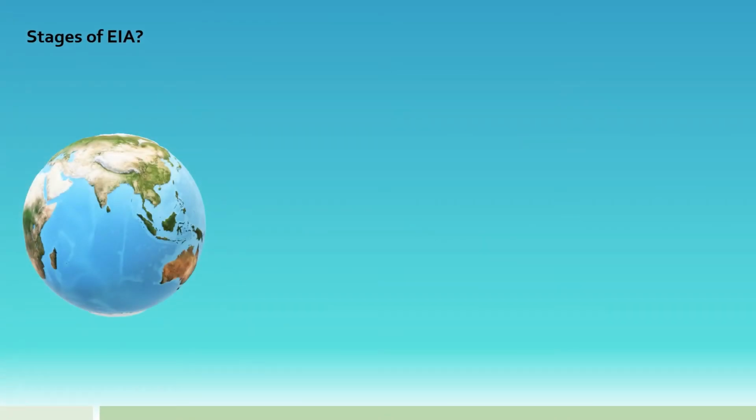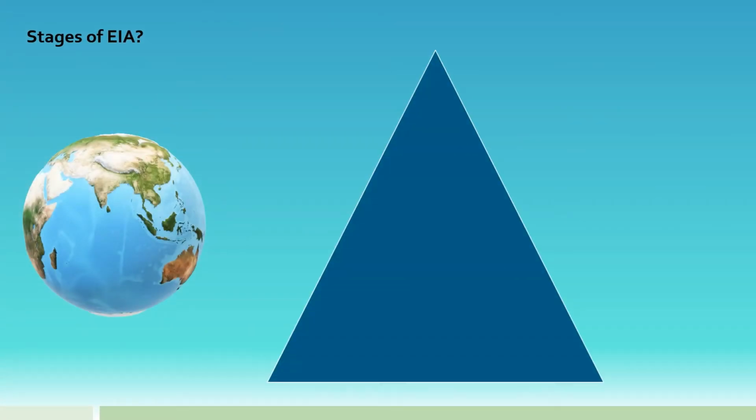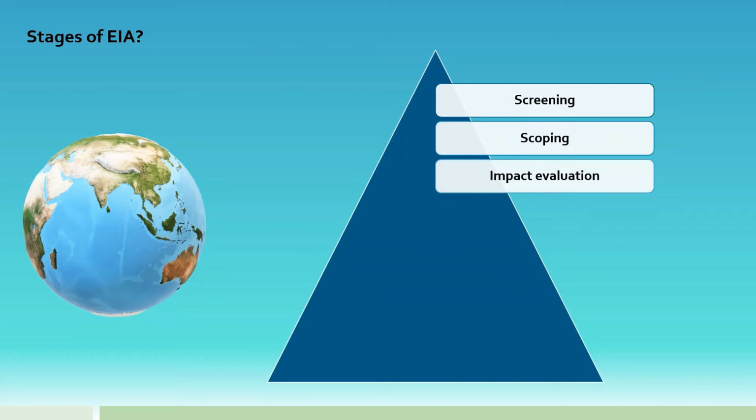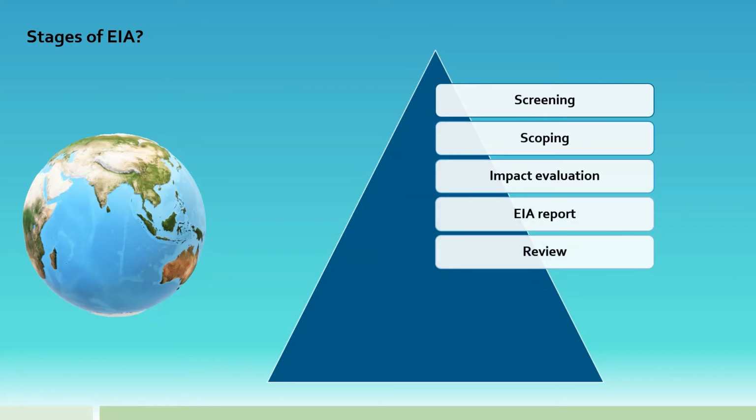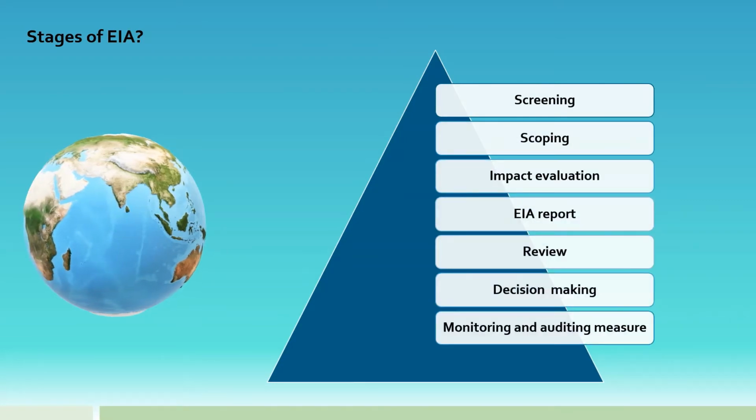EIA consists of a few stages, which are screening, scoping, impact evaluation, EIA report, review, decision making and monitoring measures.